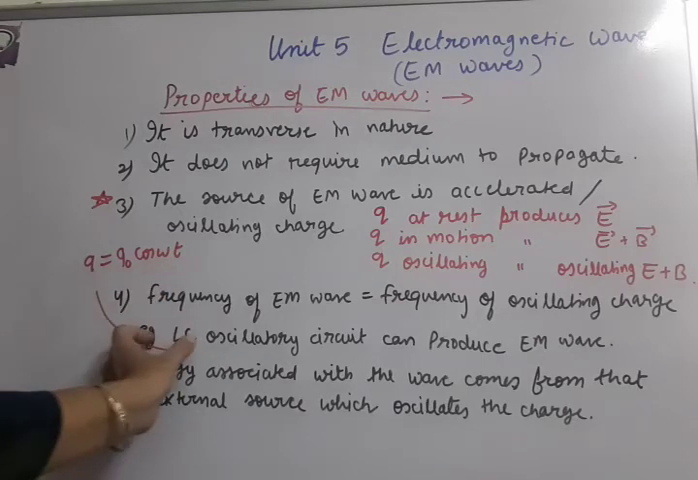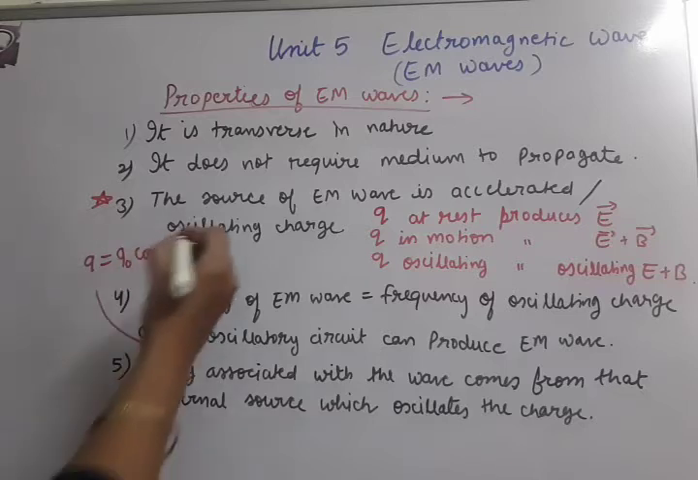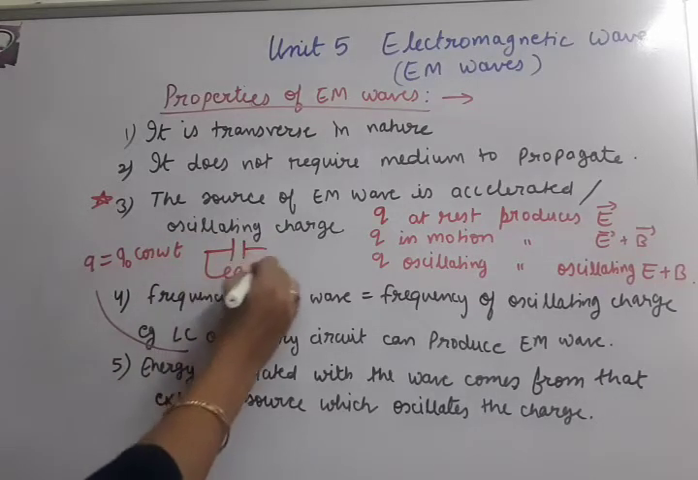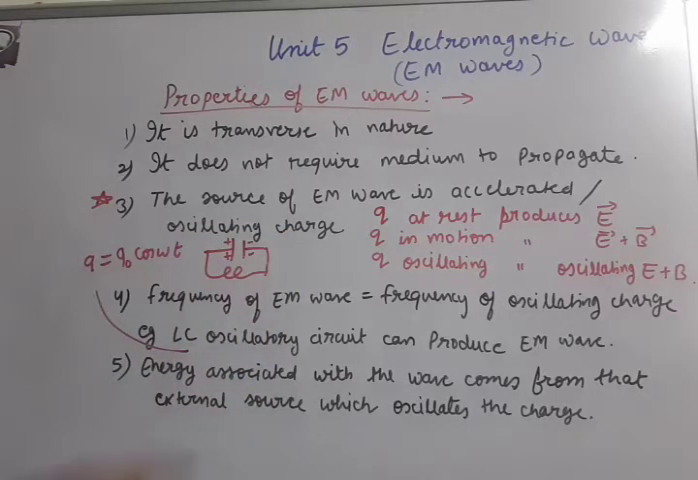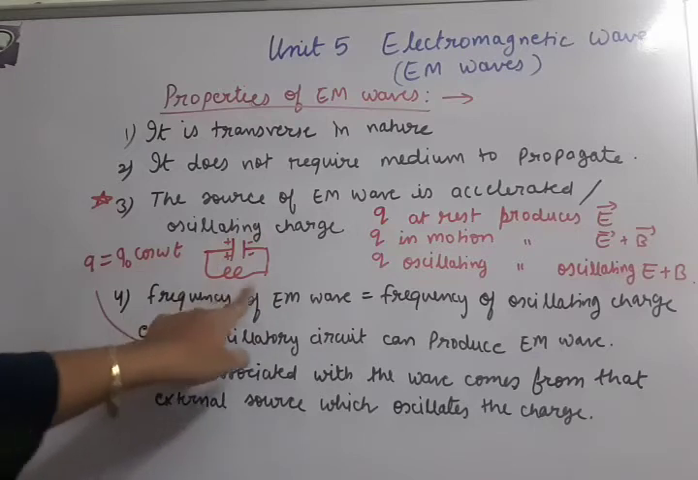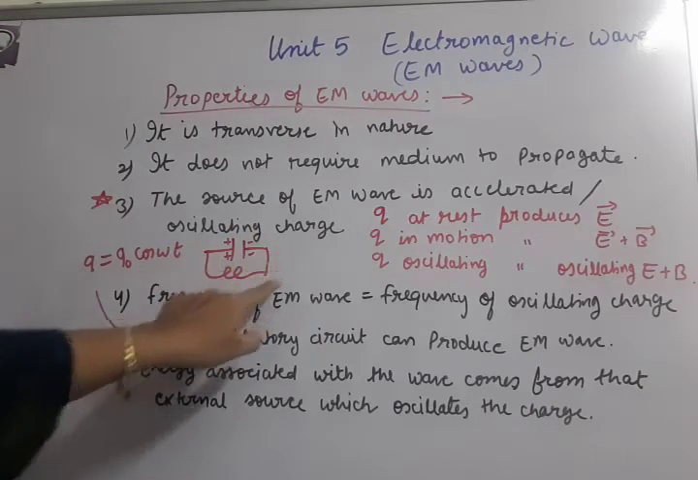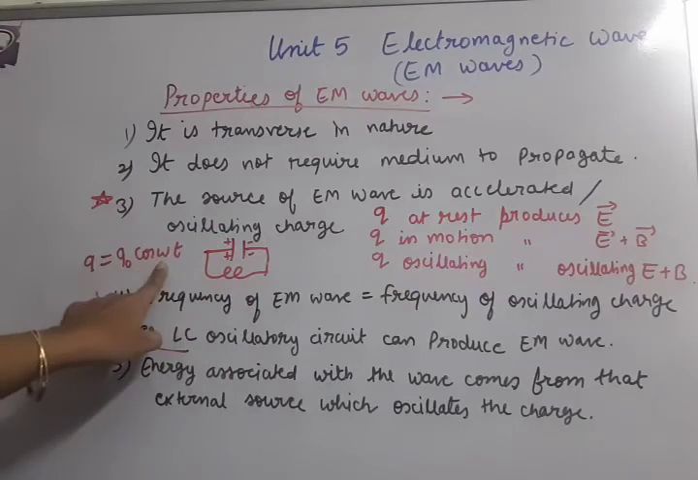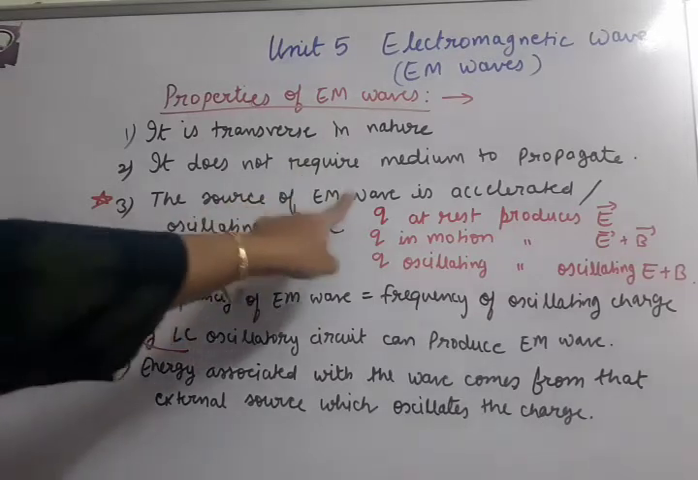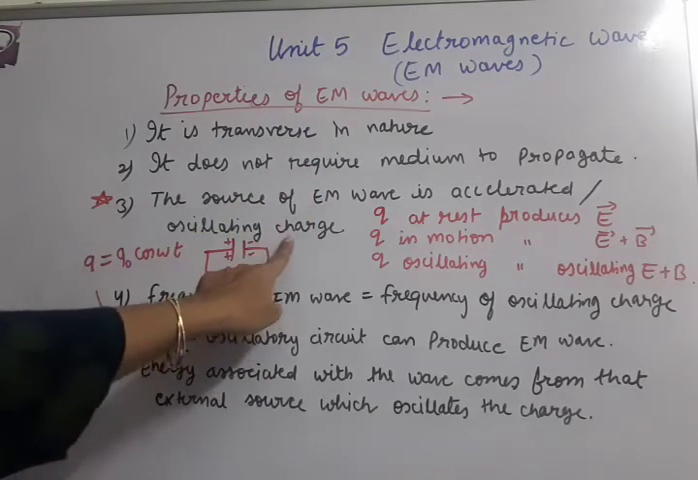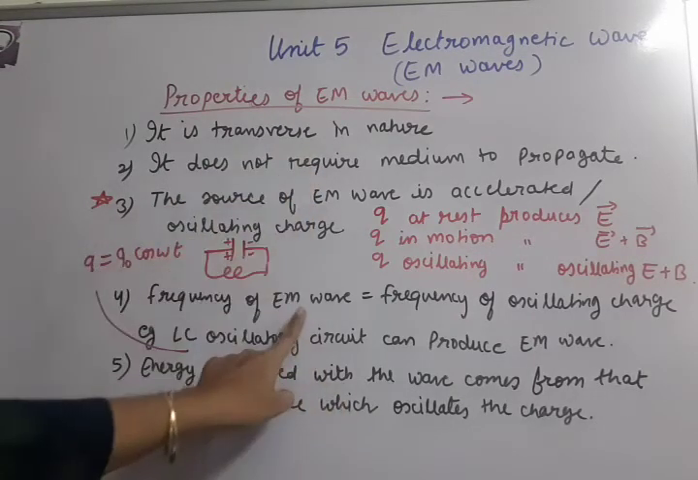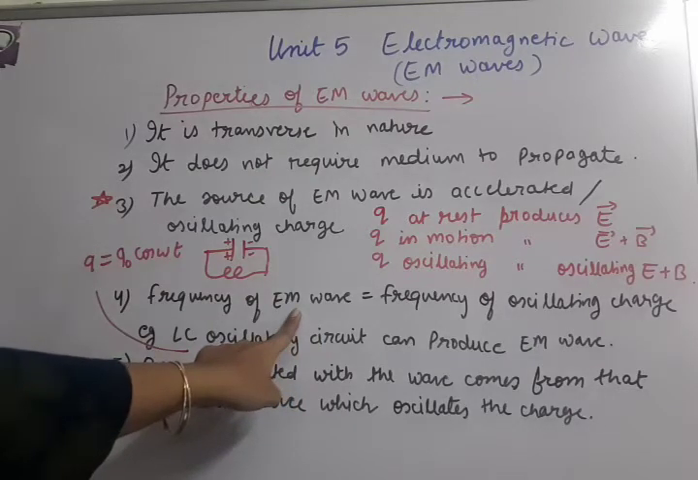So if between LC circuit means C and L. C was initially charged. So if we make a LC circuit, we know that in this LC circuit one charge is flowing and that charge is oscillating charge, and that charge is oscillating with the frequency omega. So we know now in this point oscillating charge can produce EM wave. So whatever is the frequency of the oscillating charge, same will be the frequency of EM wave. So this is that point.